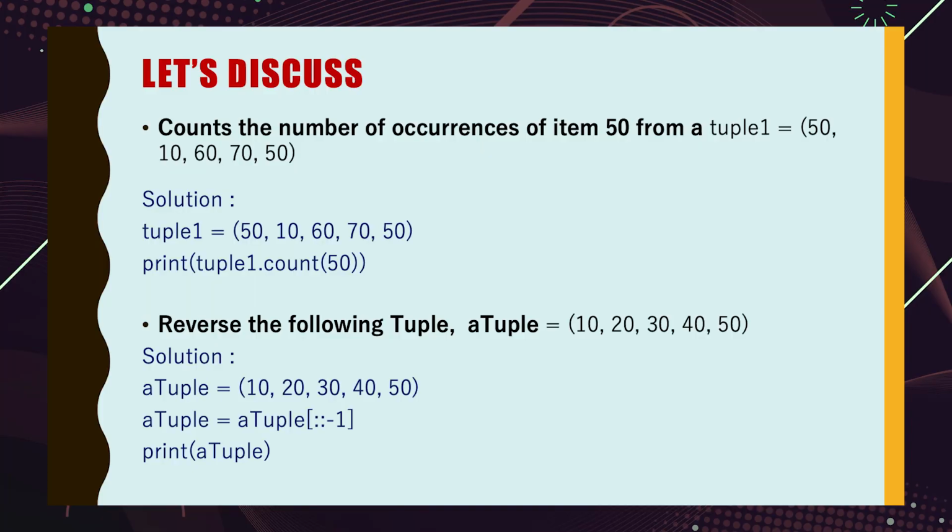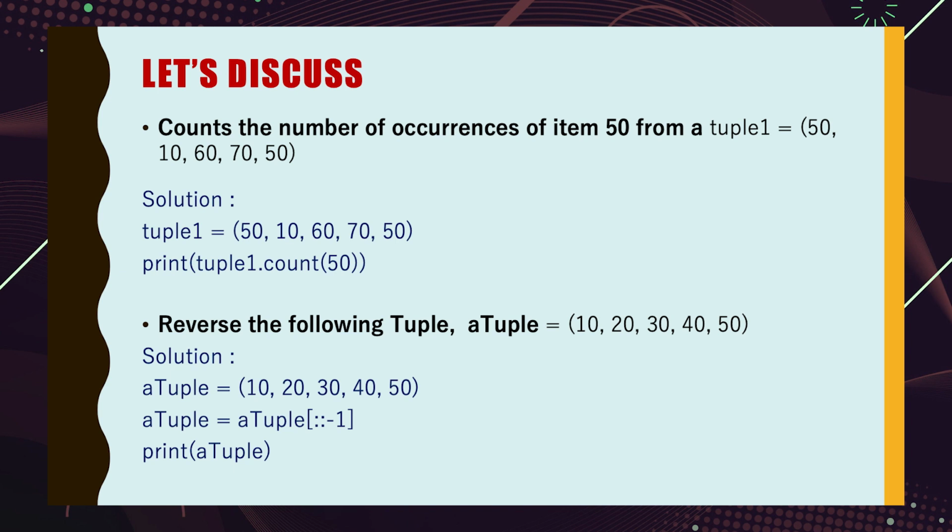In the first question, you have to write code for counting the number of occurrences of item 50 from a tuple 1. See its solution. Tuple 1 dot count 50 in a bracket. In the next question, you have to write code for reversing a tuple.